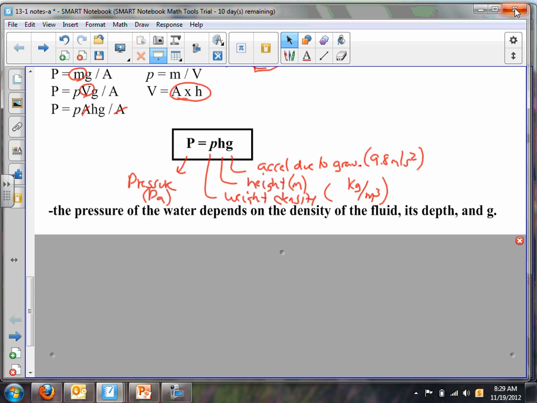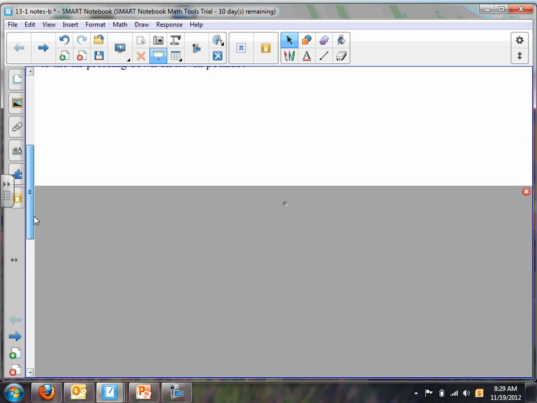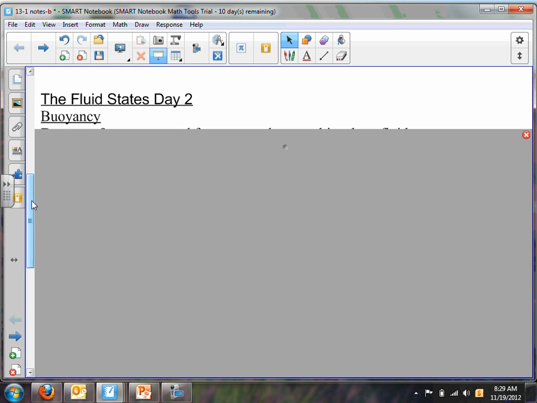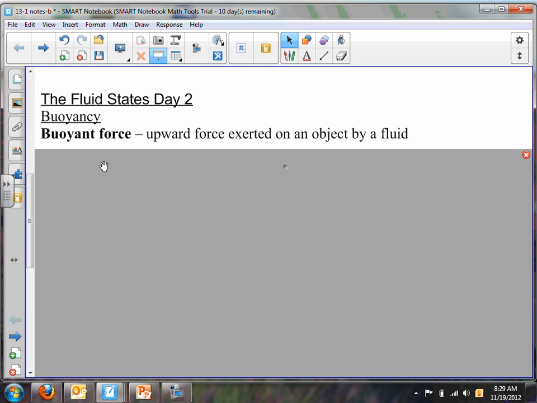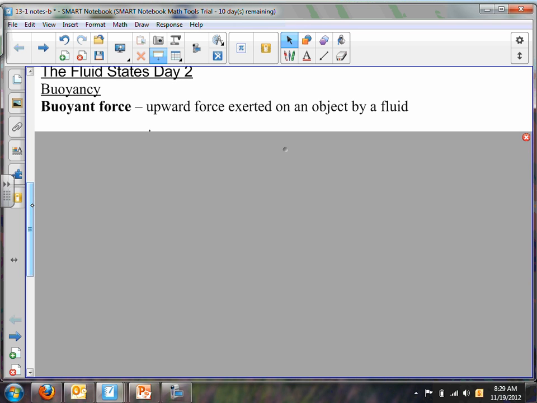We're going to use that in our discussion today as we continue on 13.2. So 13.2, let's get to buoyancy and Archimedes' principle. The buoyant force is an upward force exerted on an object by a fluid. Anytime you put something in a fluid, usually you think of sticking something in water, you weigh less. And the reason you weigh less is there's a force pushing you upward. And that's called the buoyant force. Now this is true in any fluid.